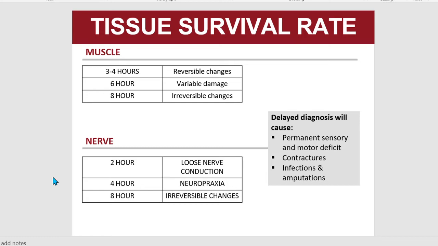That is for the muscles, but for the nerve, even 2 hours, no? Nga na-compress na siya na, naa nay neuropraxia. So, lisod-lisod na, no? Loss of nerve conduction. Hinay, or maybe wala na yun. 4 hours, wala na, complete disruption. 8 hours, irreversible na yun. So, delayed diagnosis will result to permanent sensory and motor deficit, contractures, infections, and eventually amputations.